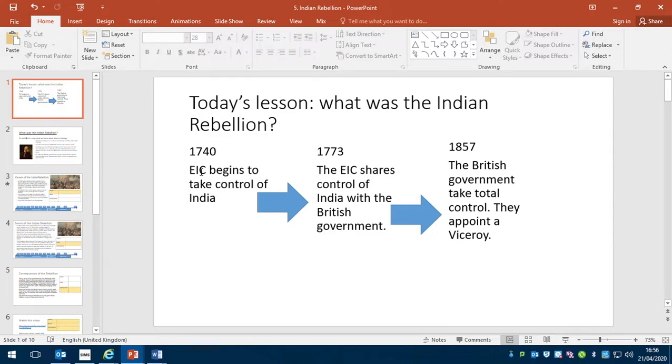At any point in this video, you can pause it, write down what you're seeing, and make sure that you're taking notes so that you can understand. So if you want to pause it now, so that you can jot down the 3 different dates, what happens at each point, to show you how the British take control of India in a step-by-step way, then please pause the video right now.